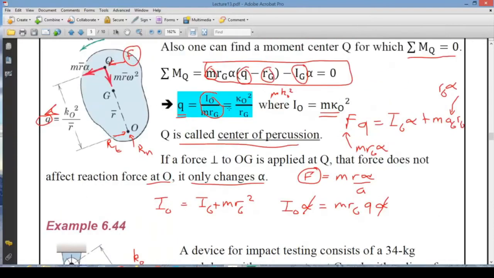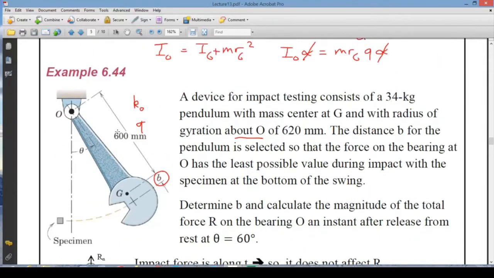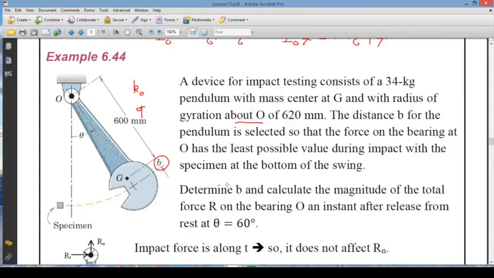So if we take a look back here, kappa O squared over r_G would give us this Q information, which is going to be equal to 600 millimeters plus b. So we have that information. We can design this b. But then there is another part to that question. After we calculate this b, we are asked to calculate the magnitude of the total force R. This is the reaction force at the bearing at O, an instant after the release from theta equals 60 degrees. So theta is equal to 60 degrees.